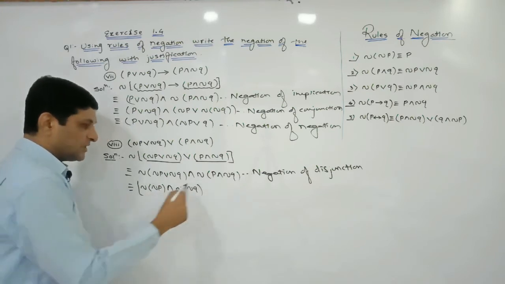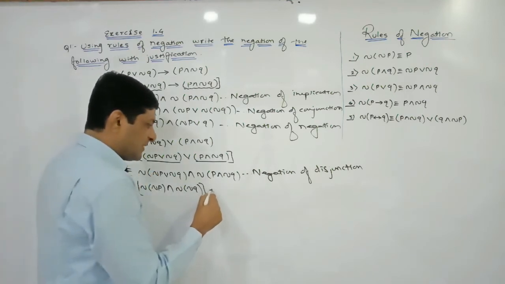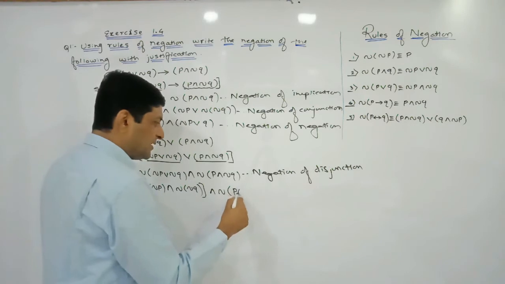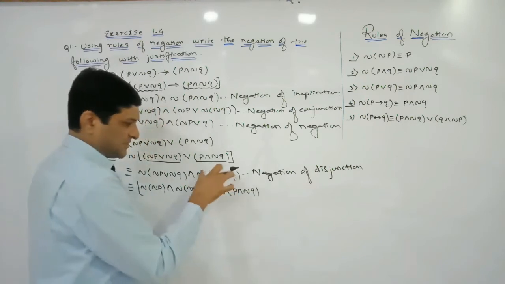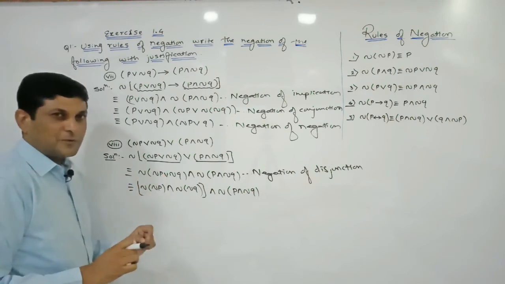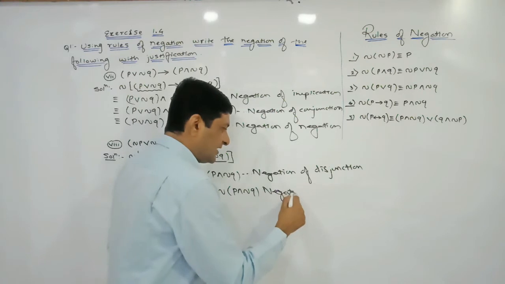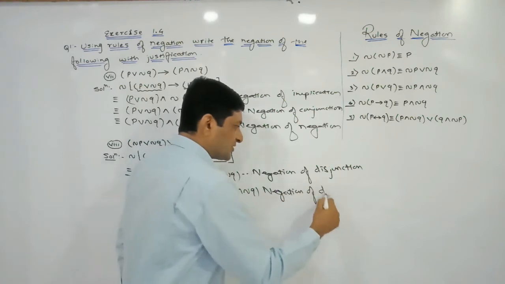Means replace both the letter by its negation and or by what? And. Keep the remaining part as it is, negation of P and negation Q as it is. Later on we will simplify it. Here we have applied negation on or means what? Disjunction. So here we are finding negation of disjunction.